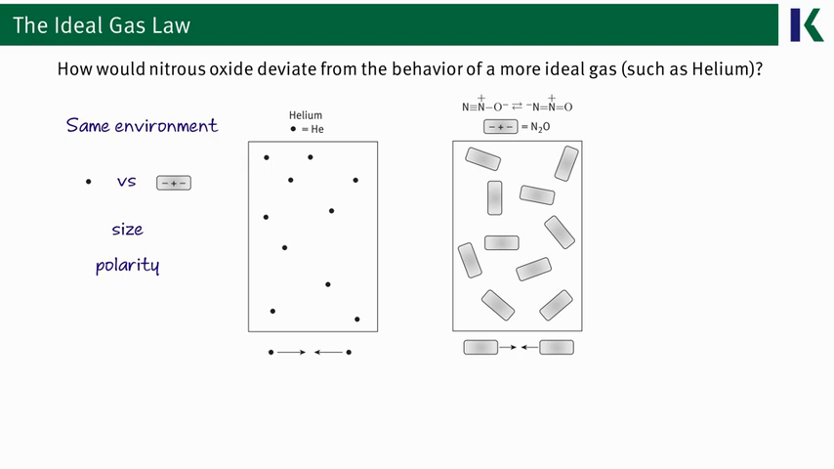Let's start by thinking about size. If we look at the two containers, container 1 clearly has more space. This may seem like a simple observation, but it actually has pretty important implications.